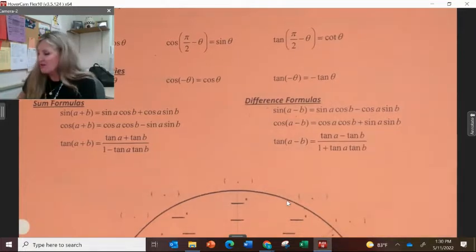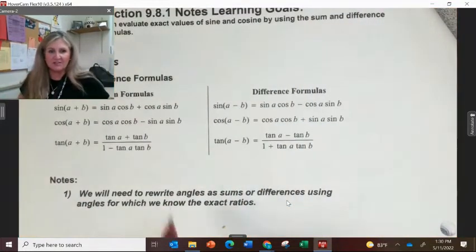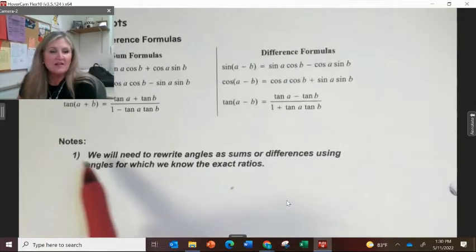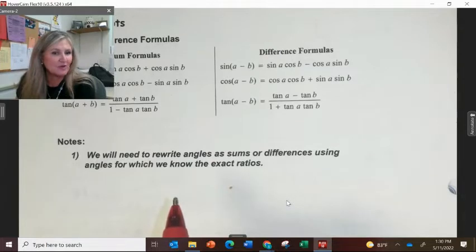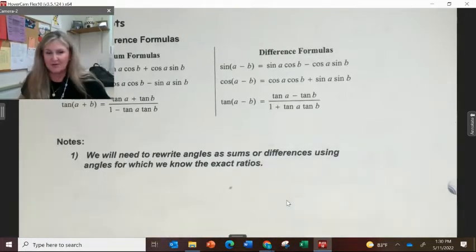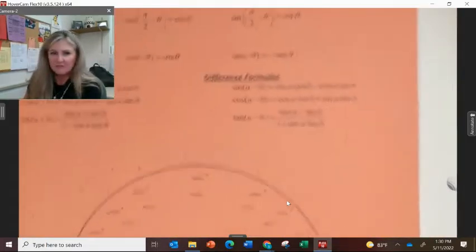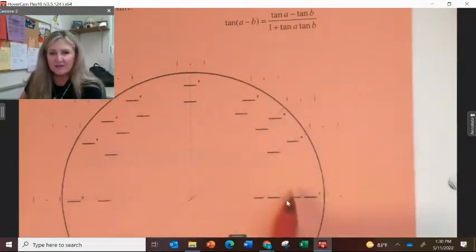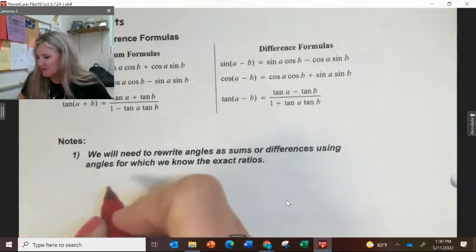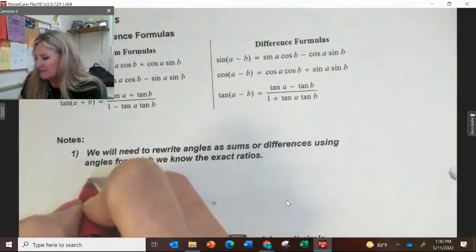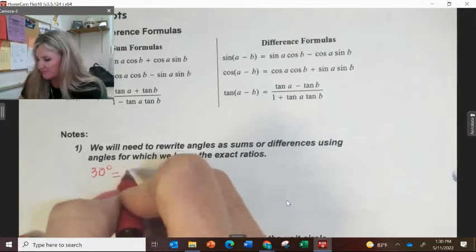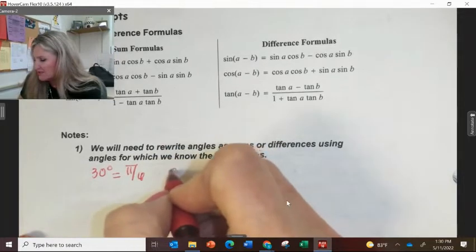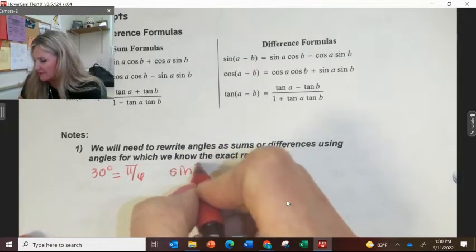All right. I want to go back to the notes now, and we're going to apply some of these. In order to be able to do these problems, we need to identify the angles for which we know the exact ratios. So in this first quadrant on the unit circle, we have all these angles here in the first quadrant. We know that our first angle we come to is 30 degrees. What's 30 degrees in radians? Pi over 6.